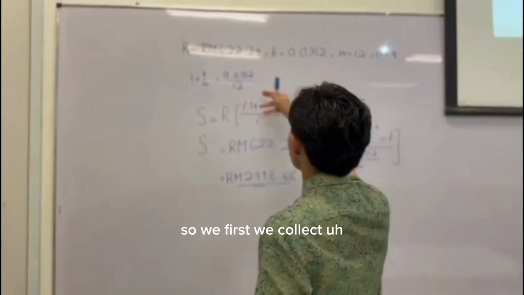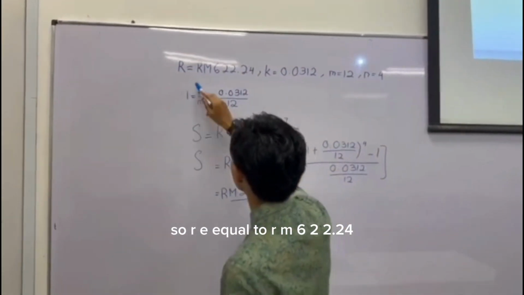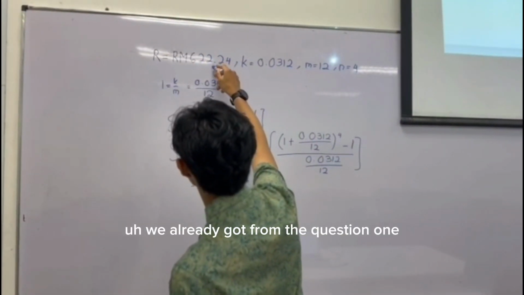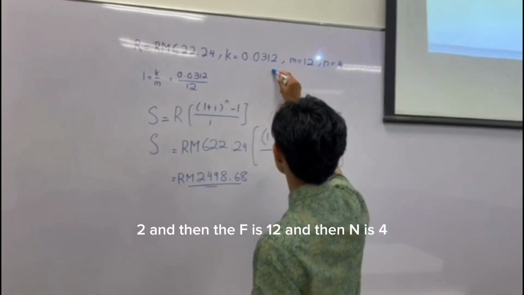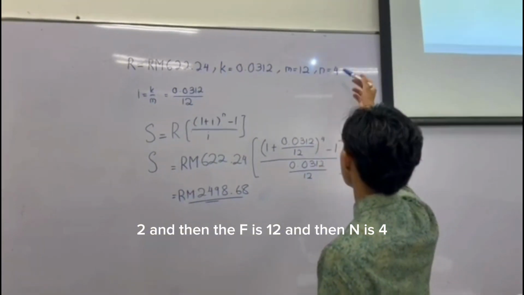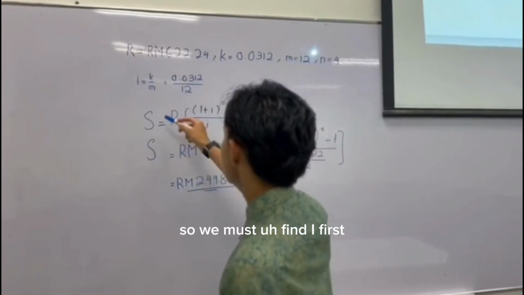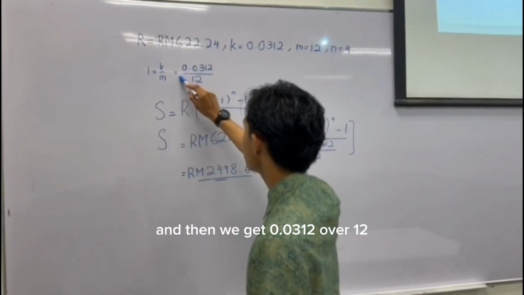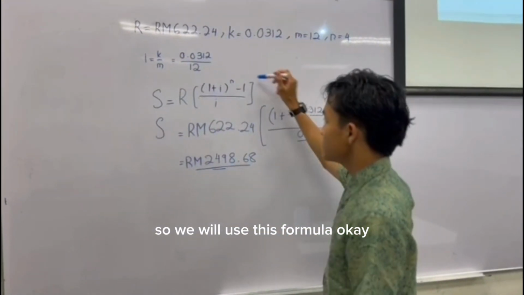So we collect the information from the question. So R is equal to RM 622.24. This one we already got from question 1, and then 0.0312, and then M is 12, and then n is 4, because we want to know how much she should pay on her fourth payment. So we must find i first, which is i equal to K over M, and then we get 0.0312 over 12.